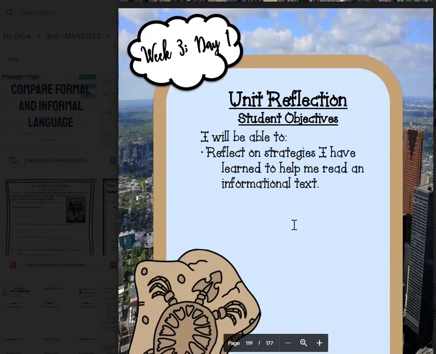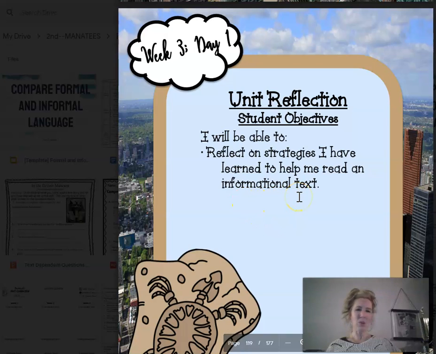Our I cans for this week. We are going to be reflecting on strategies to help read informational text. Tell me again, what is informational text? Yep, text that is factual or nonfiction.